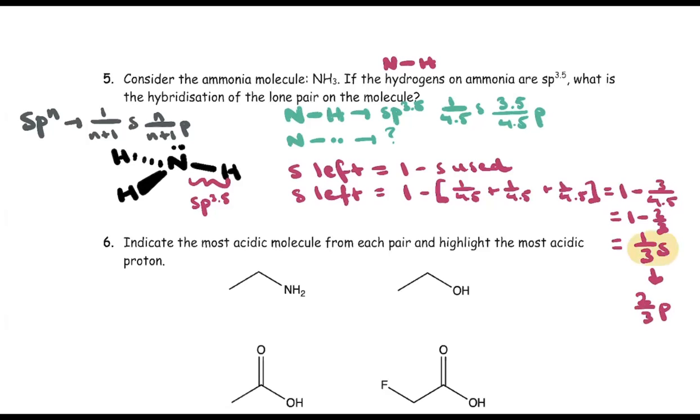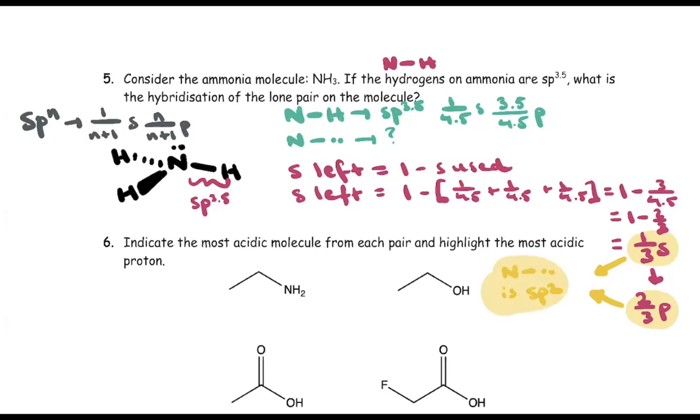So if I have this and this, that means that the hybridization used for the lone pair is going to be sp2 hybridized. Cool.